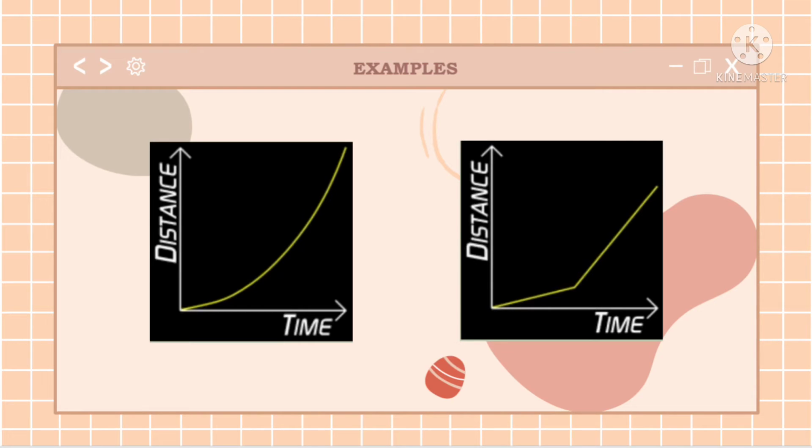For the first part of the journey shown by the second graph, the object moved at a steady and slow speed. Then the object suddenly increased its speed, covering a much larger distance in the same time. The speed increased in the second part of the journey because it got steeper.